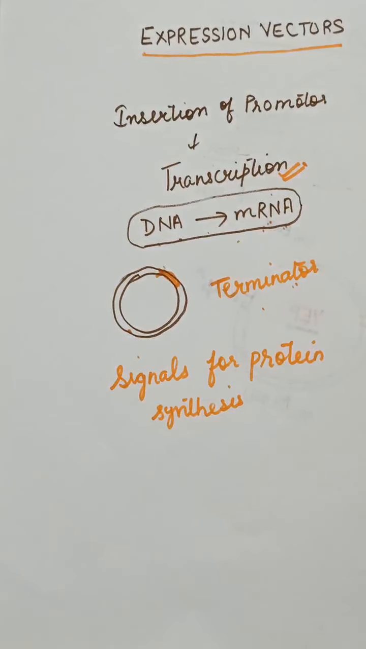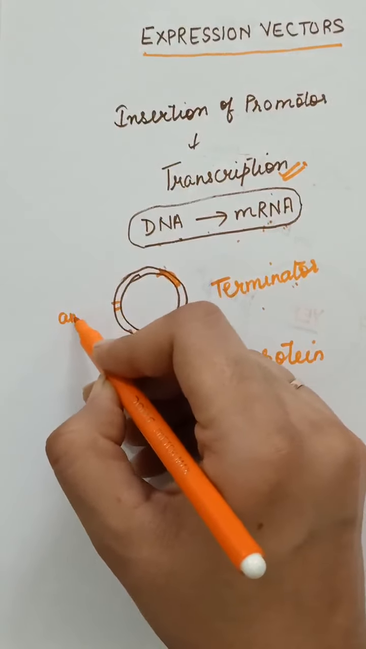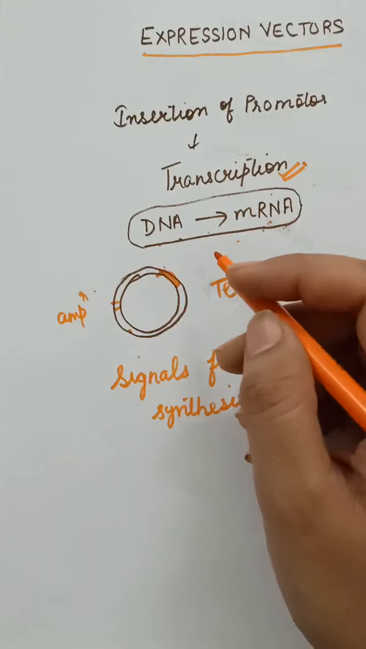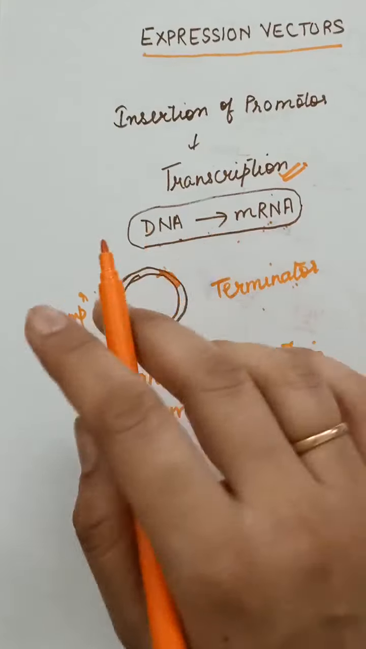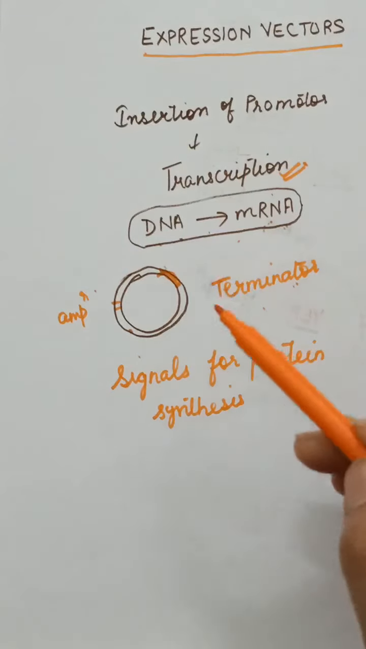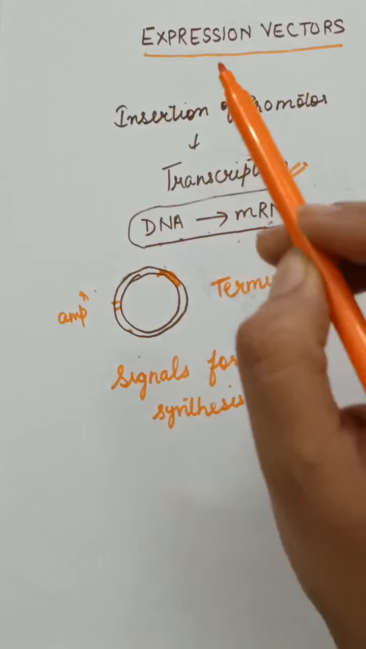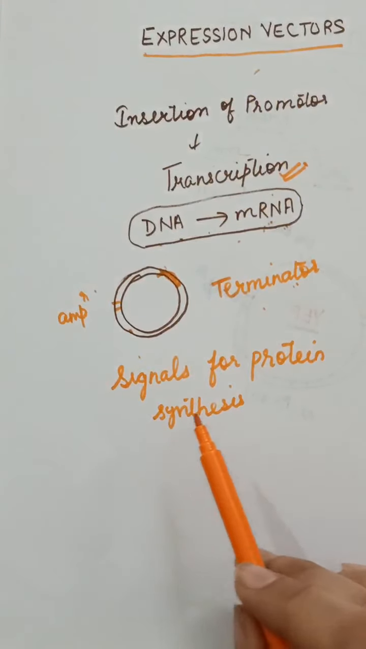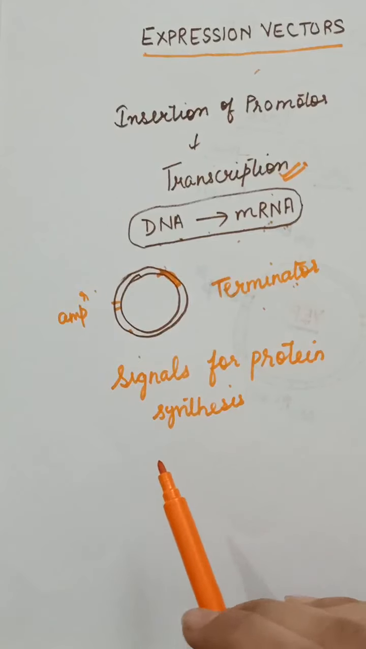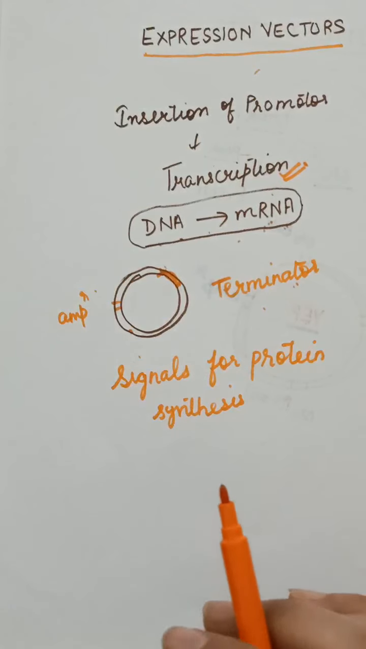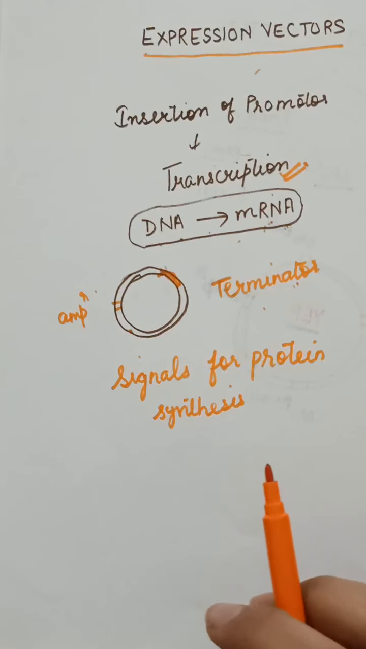Expression vectors also contain marker genes, such as the ampicillin resistance gene, and other genes such as the lacZ gene, the ORI region, and the somatostatin gene. No need to go into details about all these genes. If this question comes in our exam, just write that expression vectors are the vectors which contain signals for protein synthesis, so that we can get a particular desired protein in high amounts.